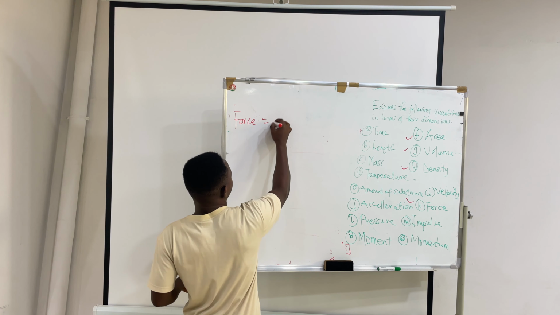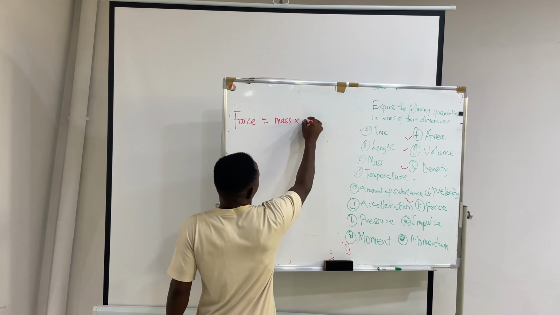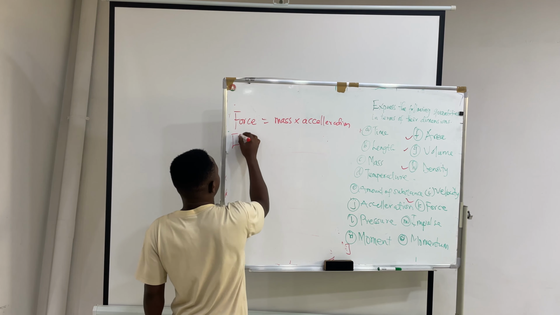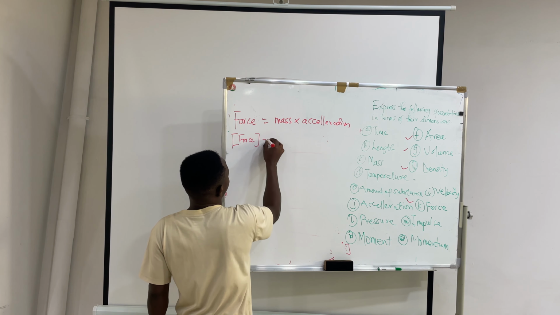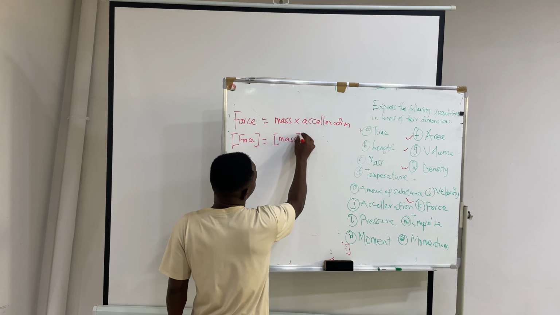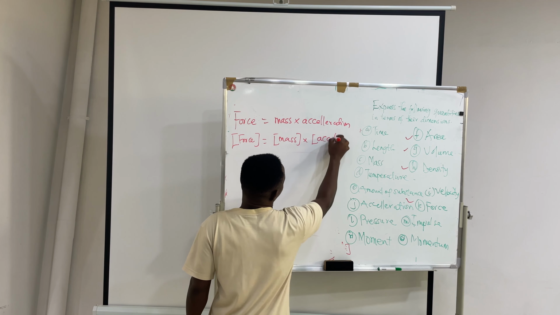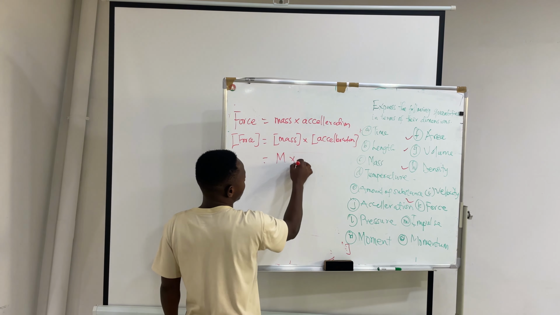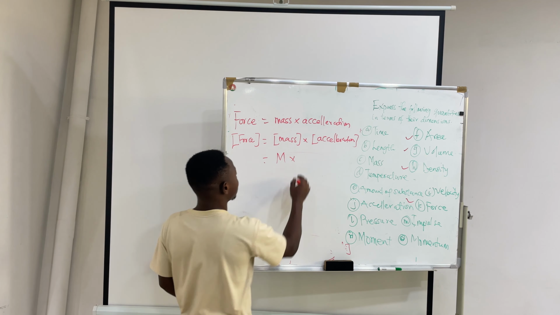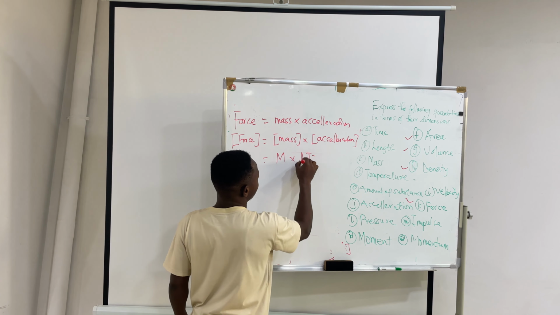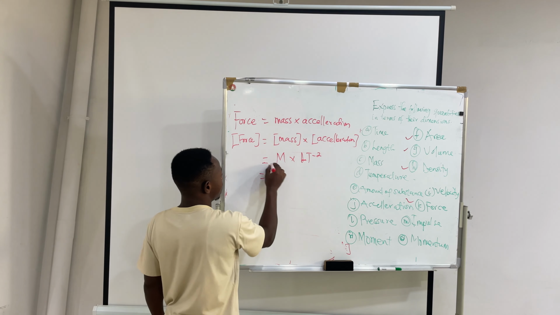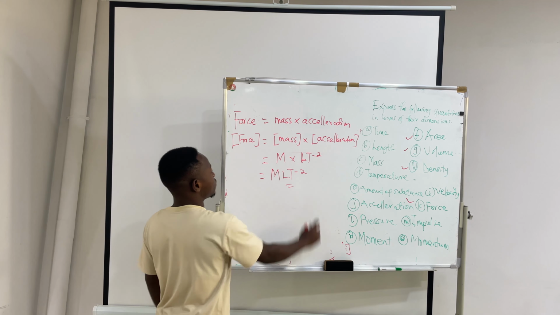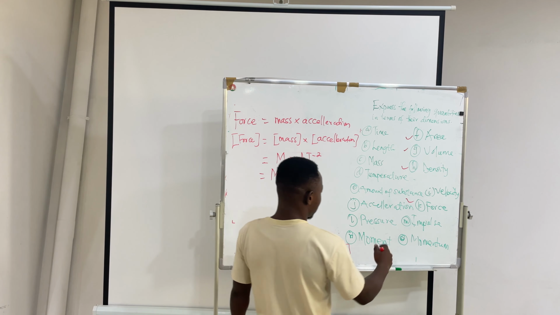So force is mass times acceleration. Therefore, the dimensions of force will be the dimensions of mass times the dimensions of acceleration. That will be M times, we've already found acceleration, if you remember correctly, it is LT minus 2. So this is M L T minus 2. So this is force.